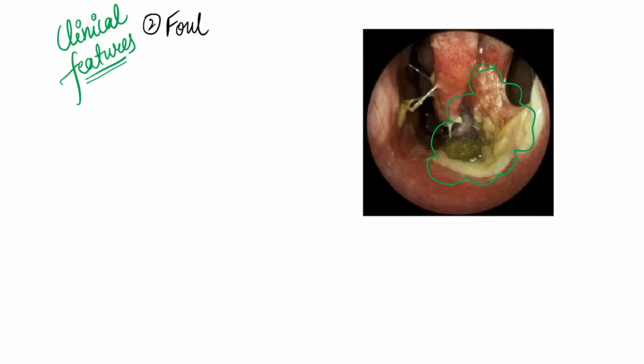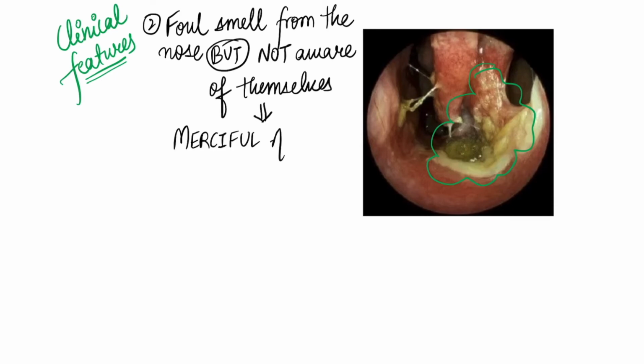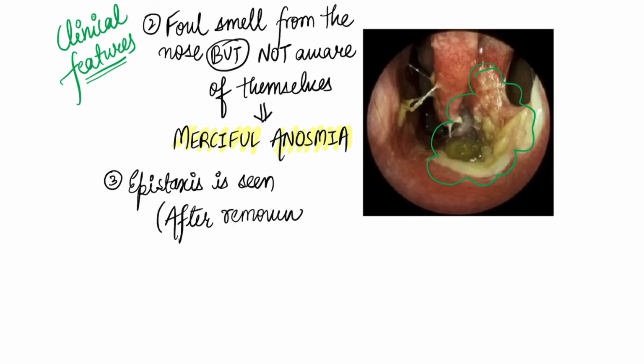Now the second clinical feature is a foul smell from the nose, but the patient himself is not aware of this condition. So this is also known as merciful anosmia. You should remember this, it is important. And the other clinical feature is epistaxis, which is particularly seen after the removal of crust.